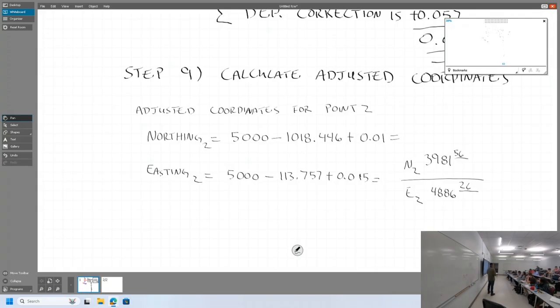Why are we not starting at 1? Because 1 is already set up, 1,000. We have to close that line. We started at 5,000, 5,000, and we're coming back. We should have 5,000, 5,000 when we end.